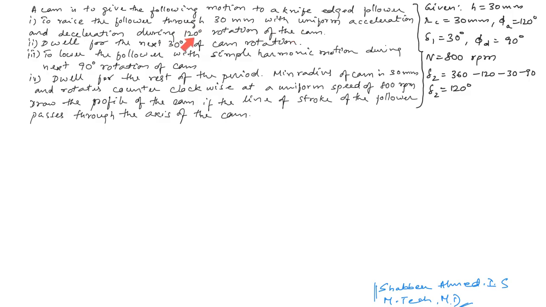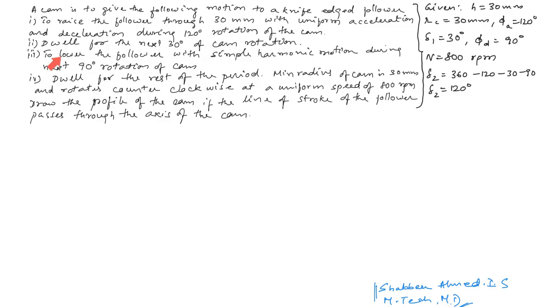It means this is the angle of ascent, or when the cam rotates for an angle of 120 degrees, the follower must rise from the lowest to the highest position. So angle of ascent phi a is 120 degrees. Second, after it dwell for the next 30 degrees of cam rotation. So once it rises to the highest position, then there is a dwell of 30 degrees. So when the cam rotates for 120 degrees, the follower rises from the lowest to the highest position. And now when the cam rotates for another 30 degrees, the follower must remain at the highest position.